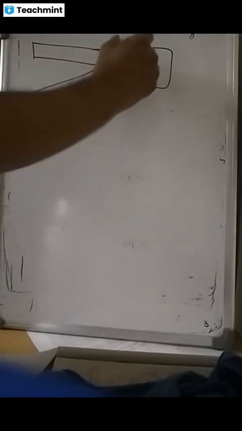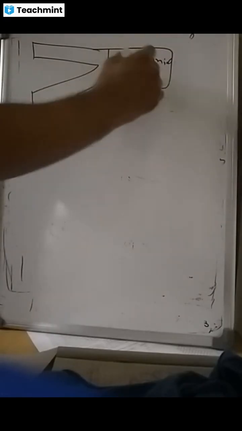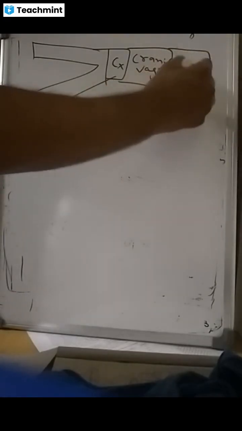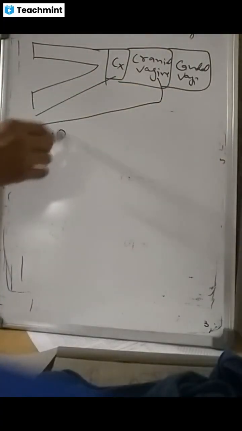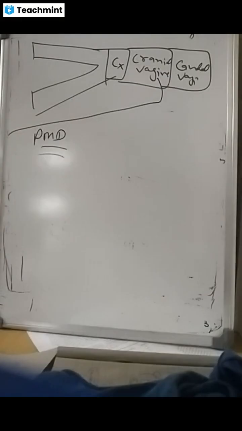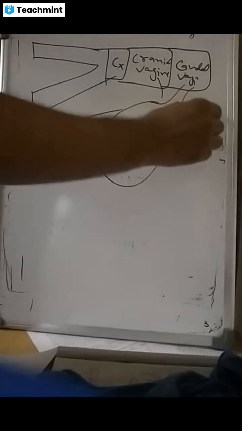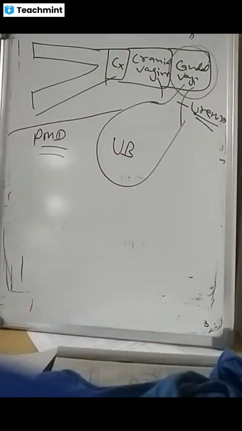After the cervix, we'll see the cranial vagina and caudal vagina. Up to here, these are derivatives of the paramesonephric duct. There is the urinary bladder, urethra, and the urogenital sinus gives rise to the caudal part. So these are the derivatives.